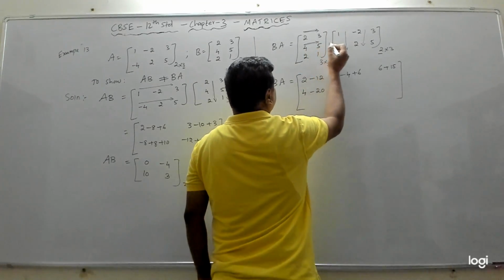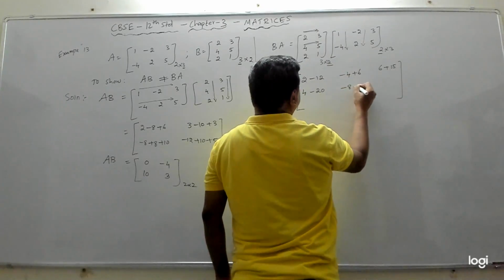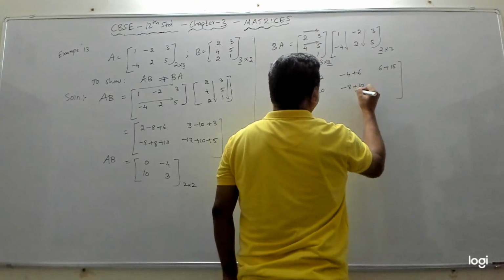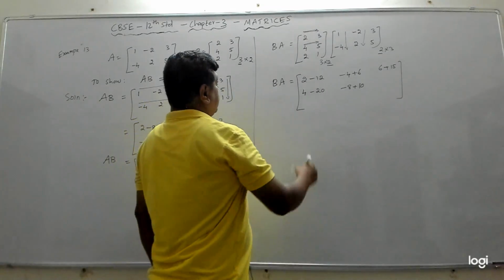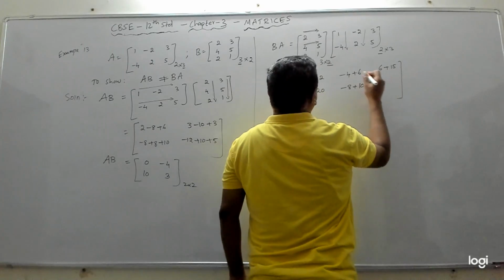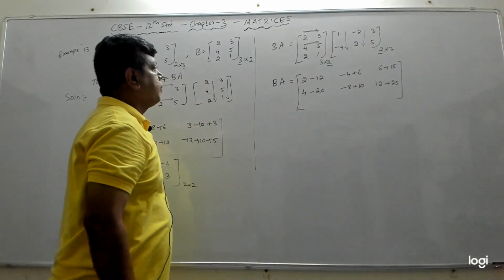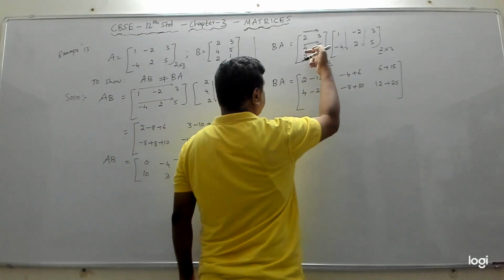Then second row with second column: 4 into minus 2 is minus 8, plus 5 into 2 is 10. Then again second row with the third column: 4 into 3 is 12, then 5 into 5 is 25, so plus 25. Then we are done with the second row. We are going to the third row.